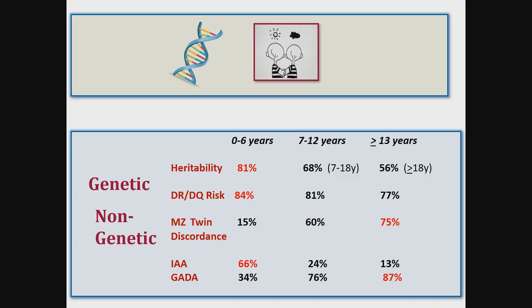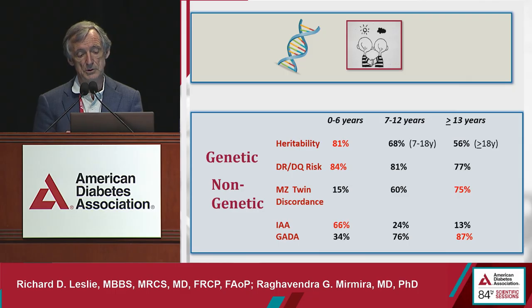Now, let's look at the autoantibodies, which are seen as an interaction of these two effects, of the genetic and non-genetic effect. Insulin autoantibodies, again, are most prevalent, most frequent in those who are under the age of 7, and this data comes from a Finnish study, as compared to older people where the frequency of insulin autoantibodies is lower.